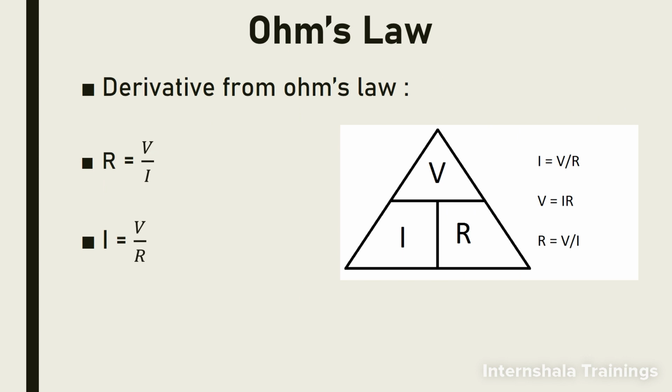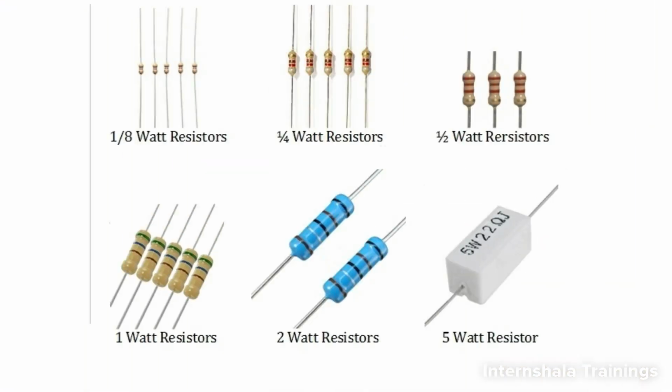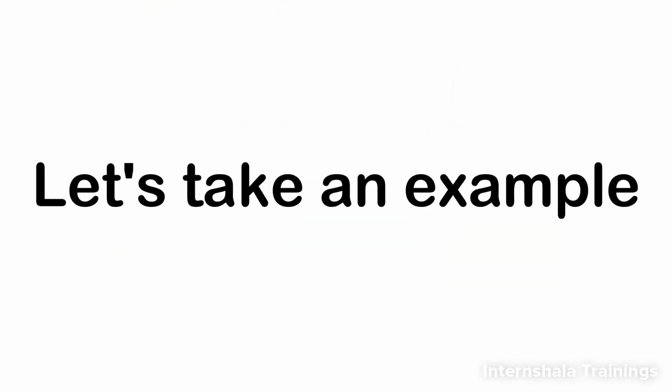The power formula is another derivative of Ohm's law that we'll use to calculate the power dissipation and how to select the correct power rating resistor for your application. We can see some pictures of THT resistors with different power ratings. Most SMD resistors will have a power rating of less than 1 watt, so be careful about this aspect when you design your PCB. Alright, let's take a simple example.